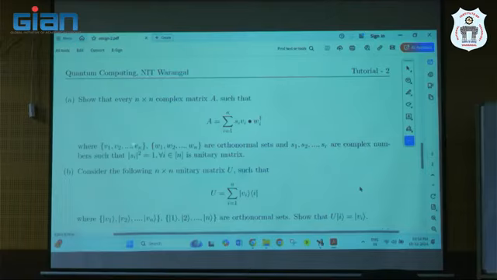So then we want to show that if all the S_i are ones, then this is a unitary matrix. Okay? We want to show that if all the S_i are ones, then it's a unitary matrix.